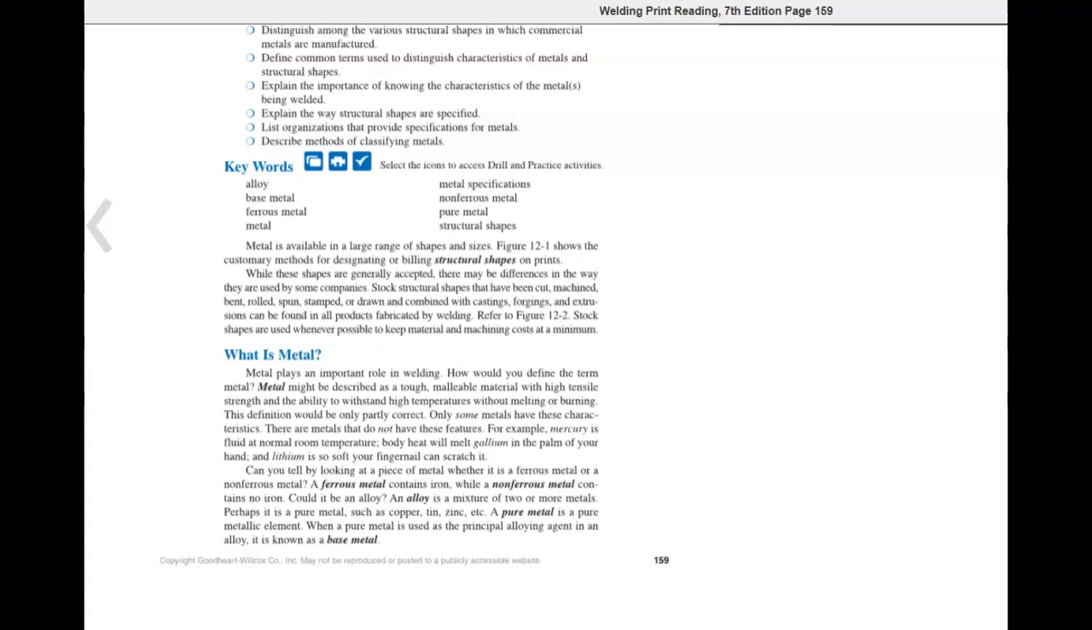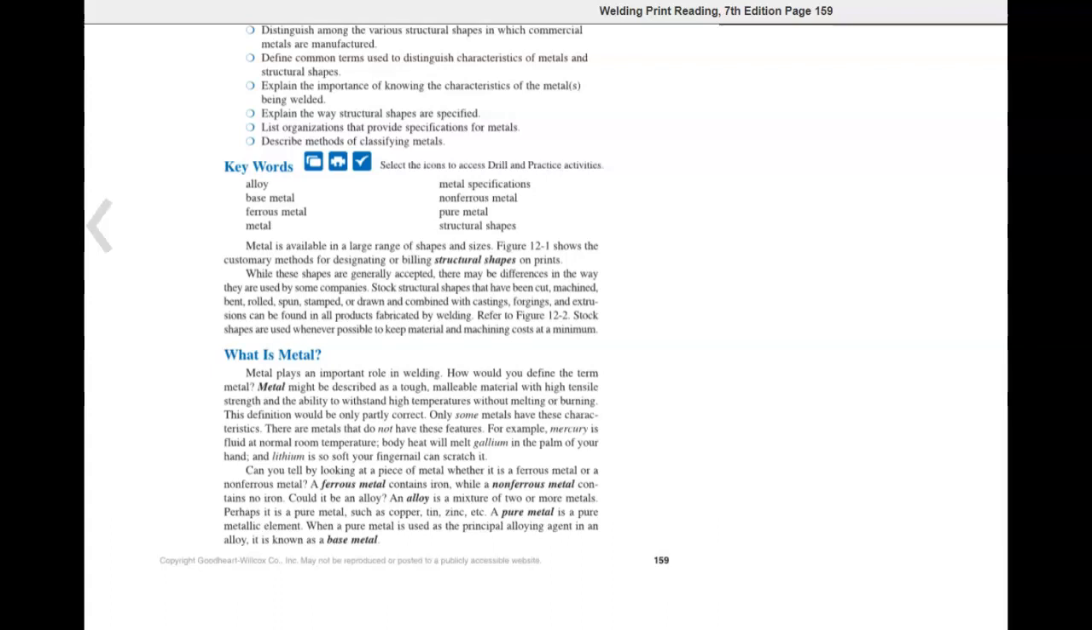While these shapes are generally accepted, there may be differences in the way they are used by some companies. Stock structural shapes that have been cut, machined, bent, rolled, spun, stamped, or drawn and combined with castings, forges, and extrusions can be found in all products fabricated by welding. Stock shapes are used whenever possible to keep material and machining costs at a minimum.